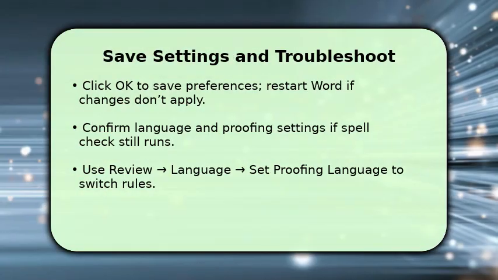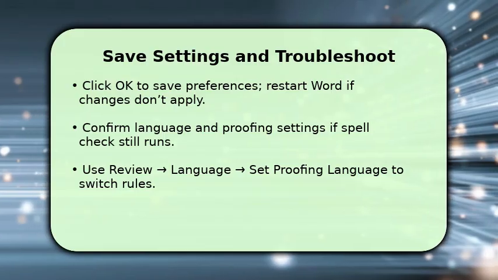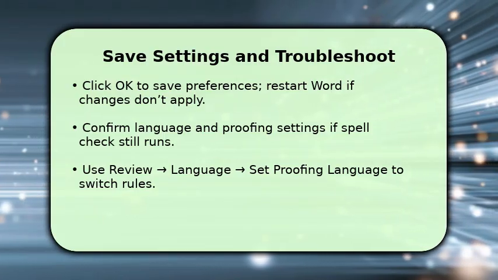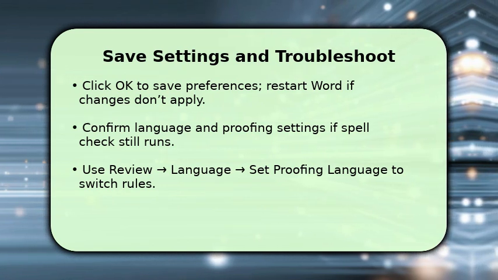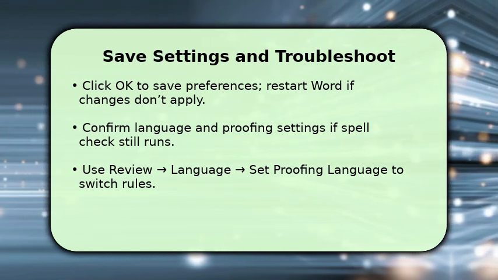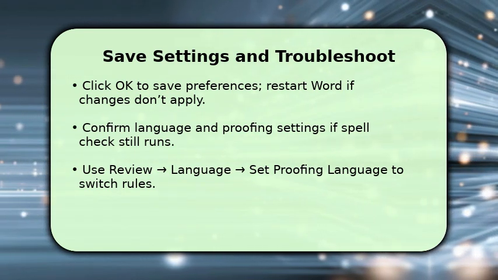Finish by clicking OK to save your new settings, and then close and reopen Word to ensure the toggles take effect. If spell checking persists, check the document language and proofing exceptions. Mismatched language packs can force checks.